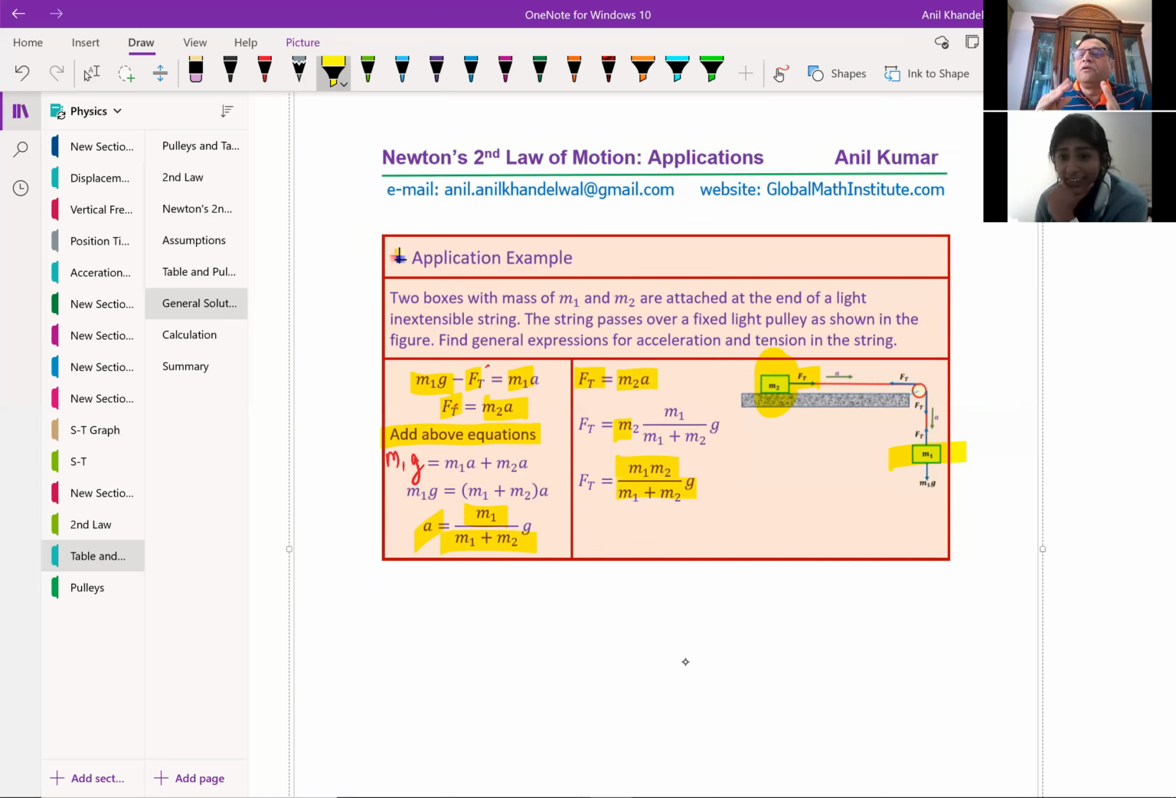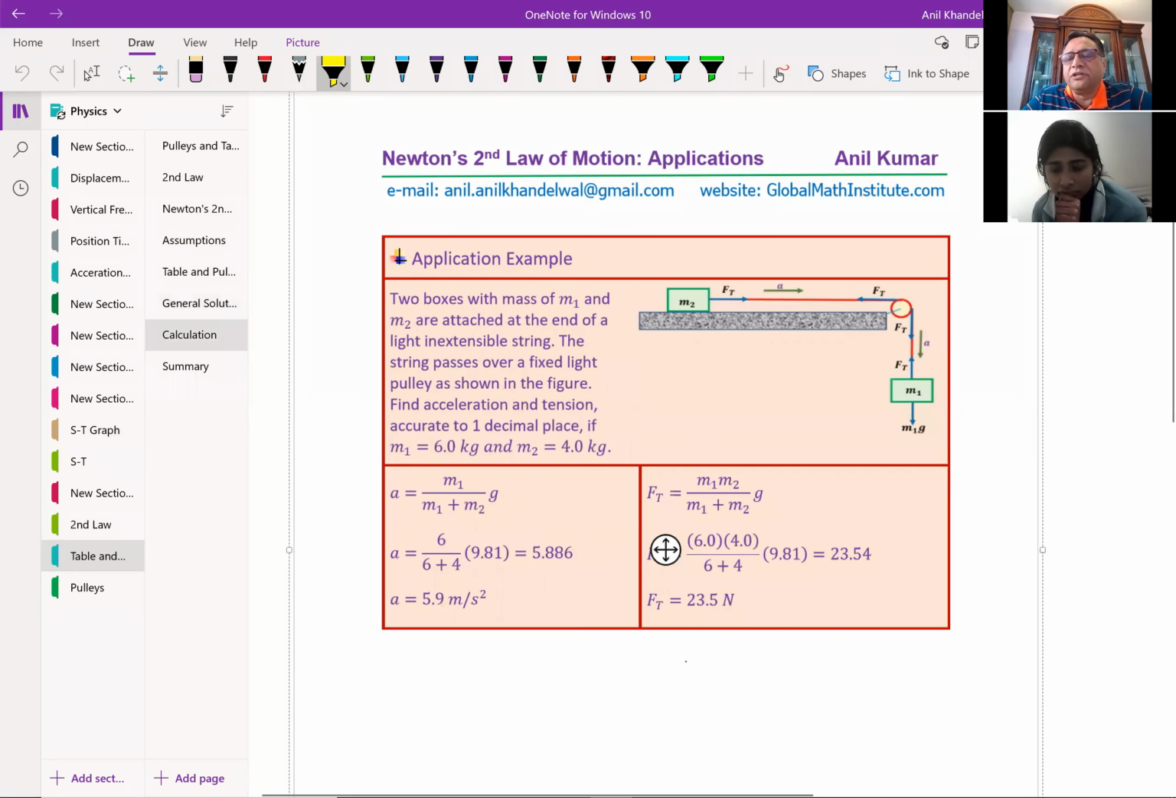Once you have all these formulas on your sheet and you look at them and try to understand, the concept will be absolutely clear. So with this, I think it's very clear how to do this, correct? Yep. Let me give some values to these two masses, and let's actually calculate what is the acceleration and what is the tension in the string.